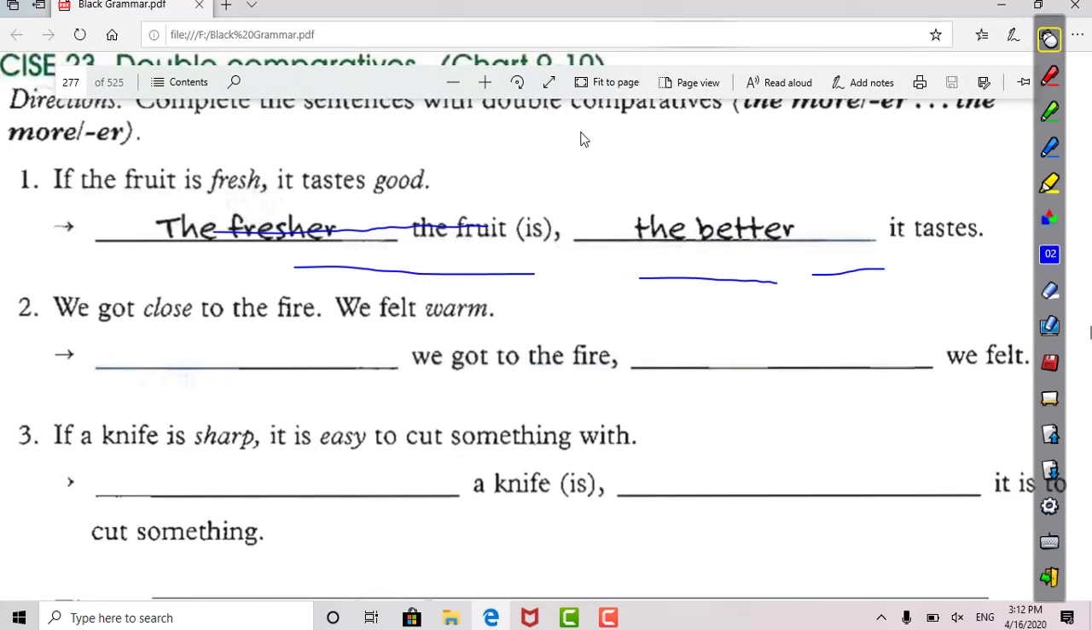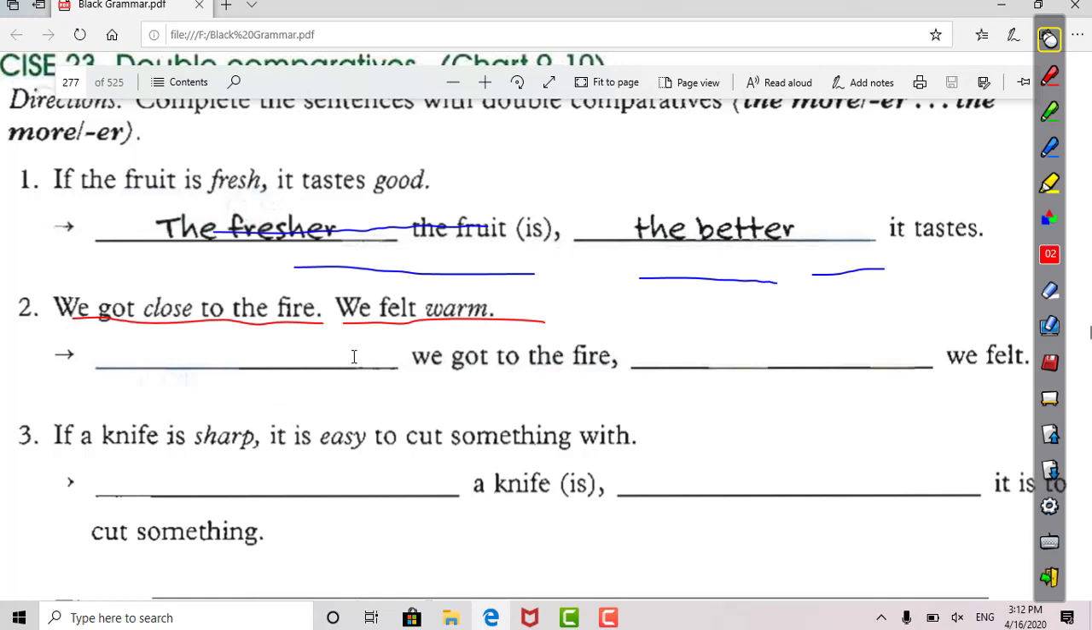Okay, look at this one. We got close to the fire. We felt warm. Alright. So we got close to the fire, we felt warm. This one is for number 2. So I need you to think about the answer for this one.